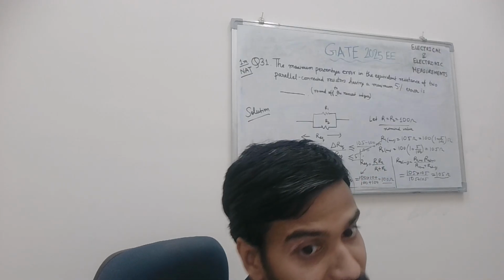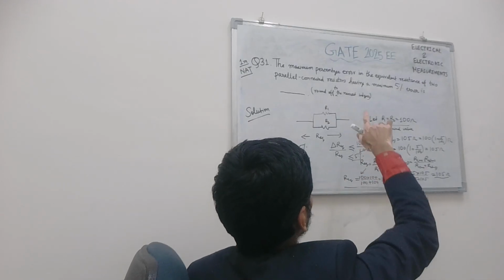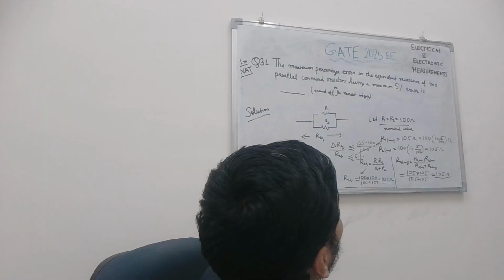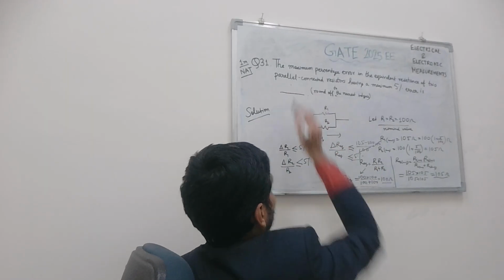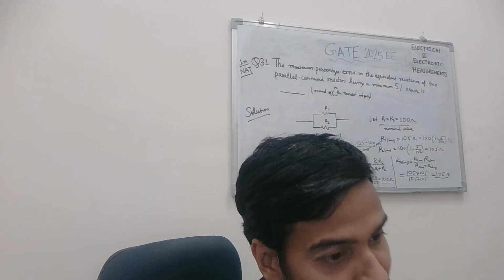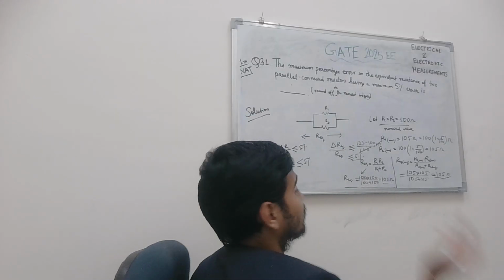The maximum percentage error in the equivalent resistance of the two resistors having maximum 5% error when connected in parallel is also 5%. The correct answer for this question is 5. This is already an integer.